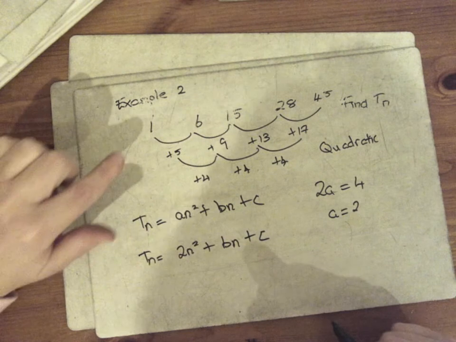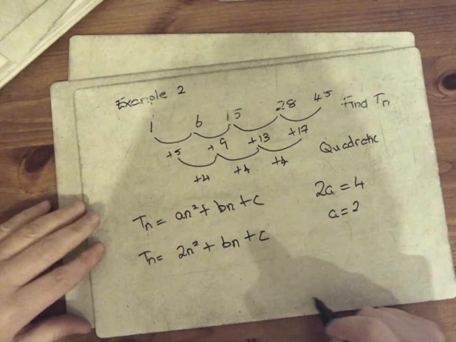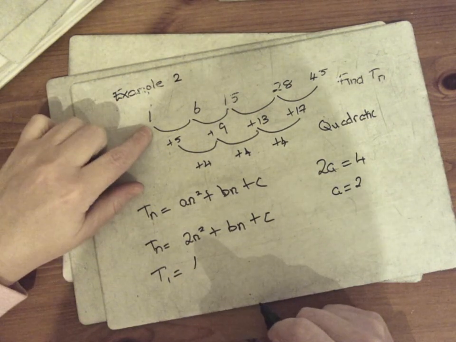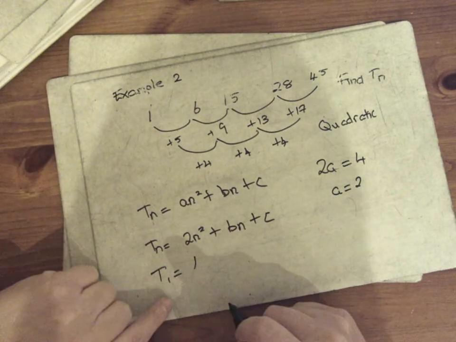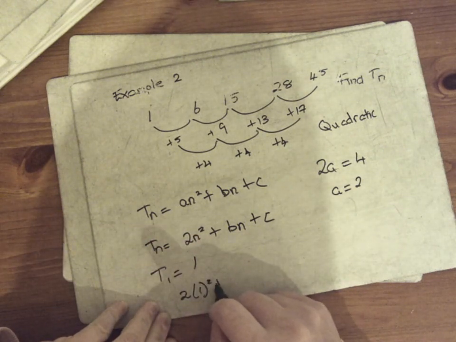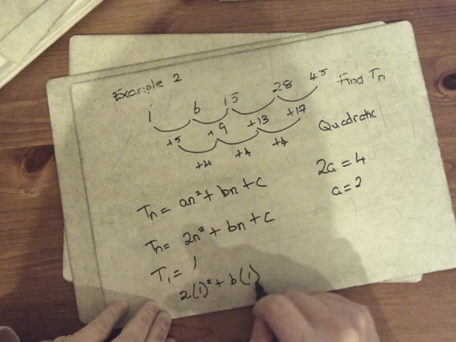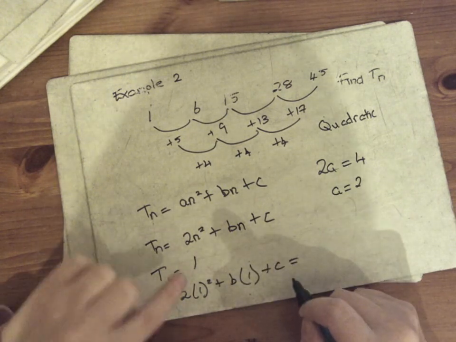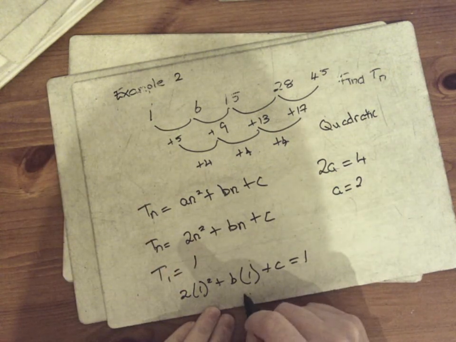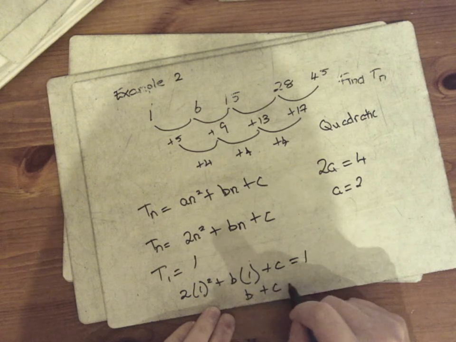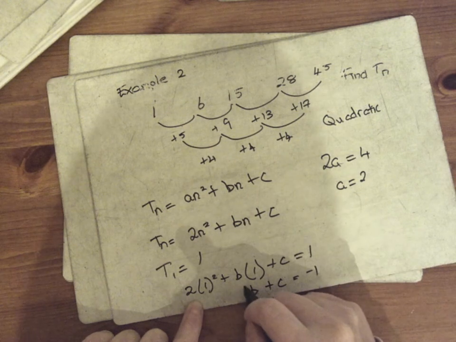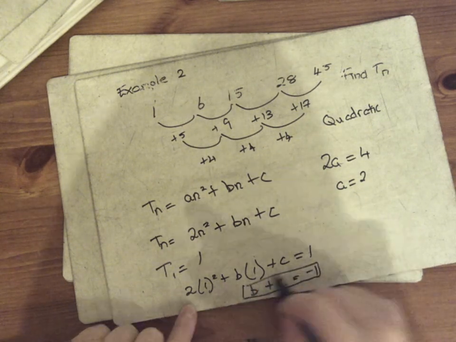Now to get the rest of it, you're going to use term 1 and term 2. So you know term 1 is 1. The first term in the sequence is the number 1. So if I put in 1 for n, 2 times 1 squared plus b times 1 plus c, and when I work all that out, I know I'm going to get 1 because that's what the answer was. Multiplying that out and moving stuff around, that turns out to be 2, and bring it over, you get 1 minus 2, which is minus 1. So there's your first equation in b and c.